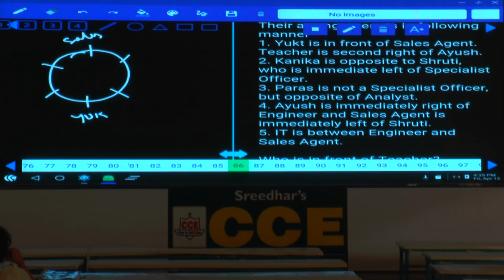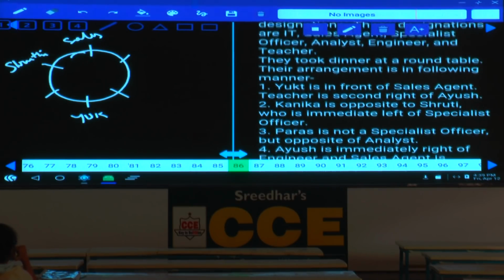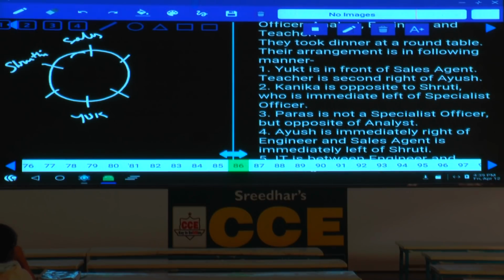Now the sales agent is an immediate left of Shruti, and Shruti must be here. If Shruti is here, then we have information regarding Shruti as well. Kanika is opposite to Shruti, hence Kanika will be here. And Shruti is to the immediate left of the specialist officer, so this person must be a specialist officer.